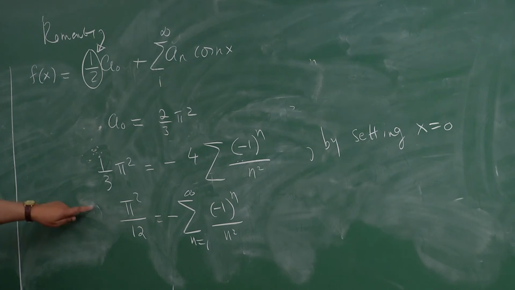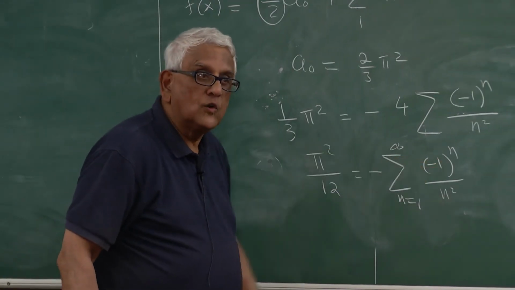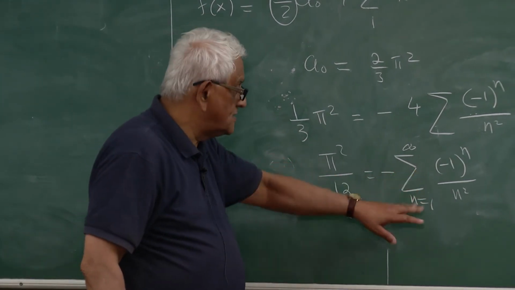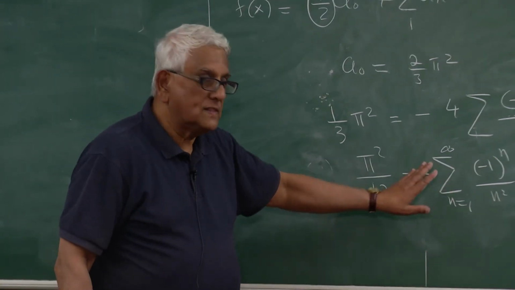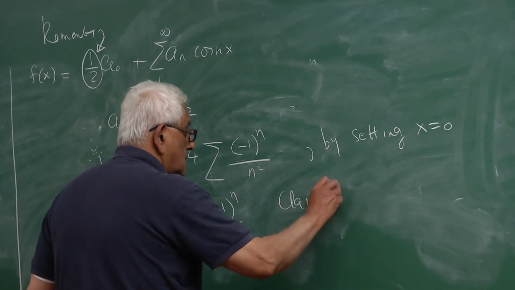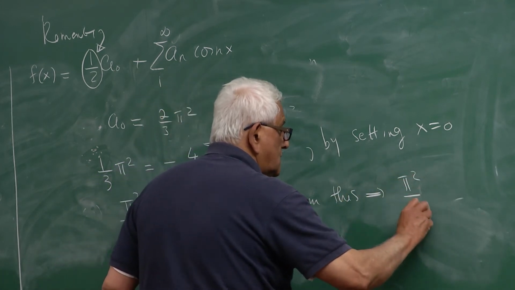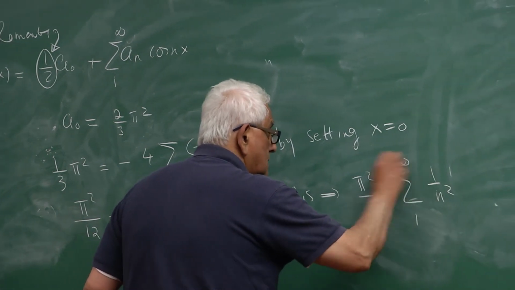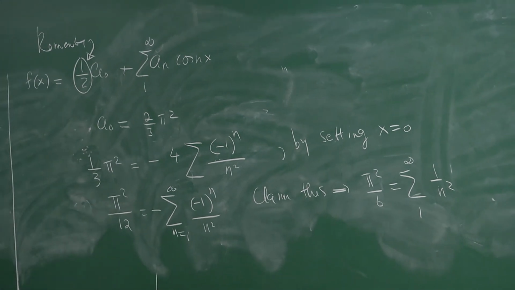Okay, so we've got pi squared, but we have a minus 1 to the power of n floating around. So I will now claim that this is exactly that formula. Let us show that that is exactly the same formula. The claim, this implies pi squared over 6 is summation 1 over n squared, 1 to infinity. Let us prove this. How do I do that?